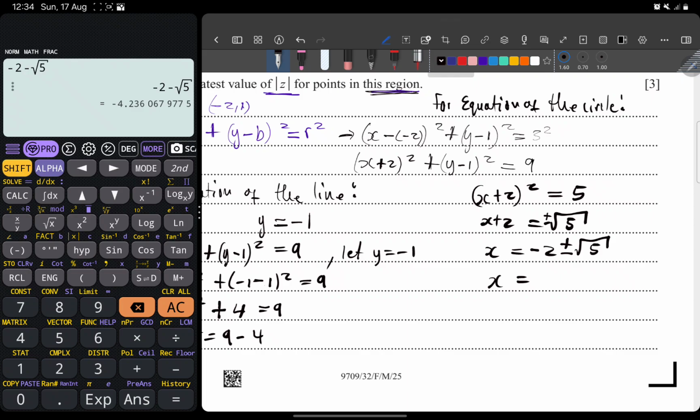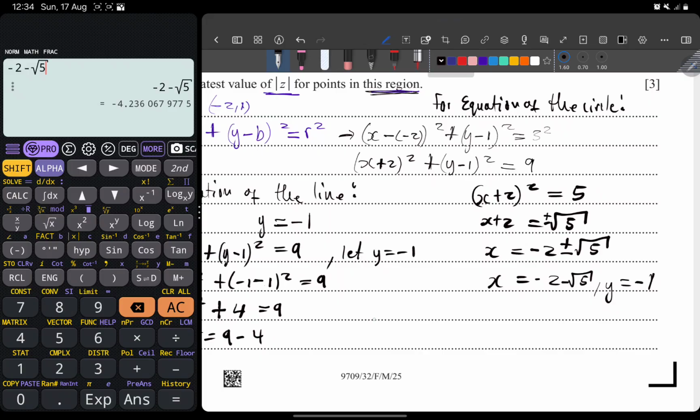So here we can say x is equal to −2 − √5. This is the point where they are meeting. Then what will our y be? Where they are meeting, y is equal to −1. So x is equal to this, and we saw that y is equal to −1.